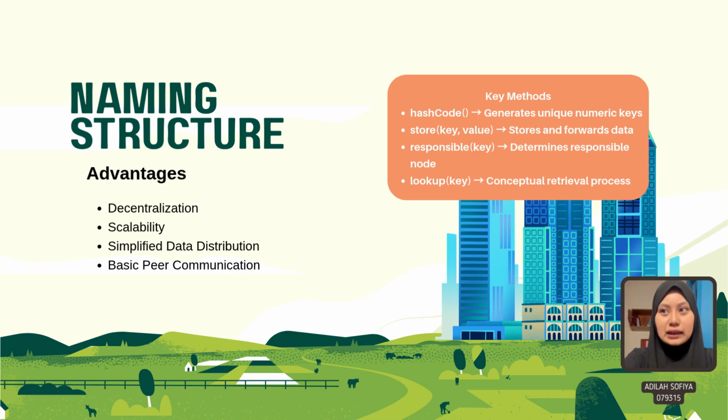The naming and lookup mechanism is implemented using several Java methods. The hashCode method generates a unique key. The store method stores or forwards data, and the responsible method determines which node should manage the key using modulo-based hashing. Overall, this simulation demonstrates the basic principles of distributed systems, including decentralized data storage, scalable node management, hash-based distribution, and peer communication between nodes. That's all from me. Thank you.